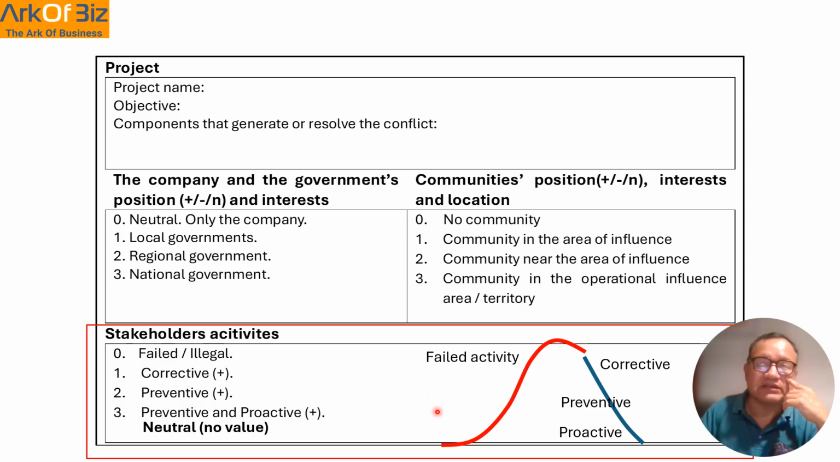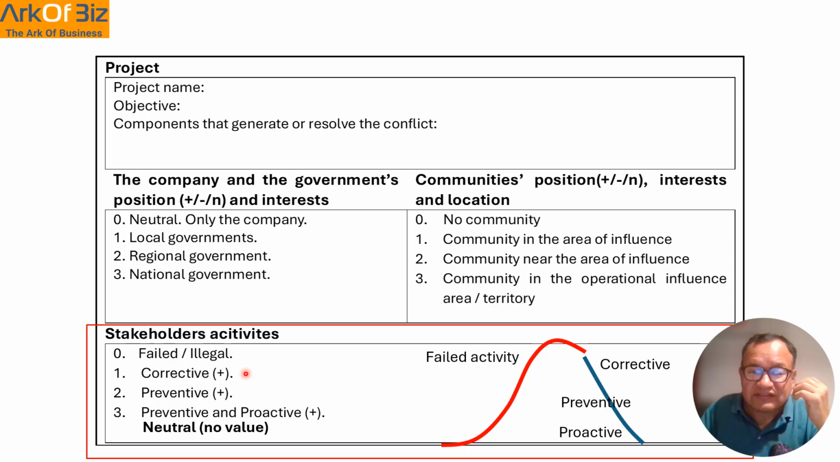These are failed activities. If the company keeps doing these kinds of actions, the social conflict escalates, like you see here in the red line. The red line represents failed activities repeated over time, and it shows how the intensity of the conflict increases. So how to avoid this, how to start solving this? Let's go to the next activity, the corrected activity that has a value of 1.